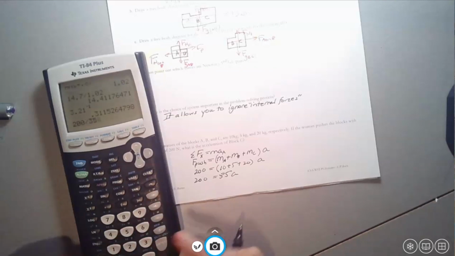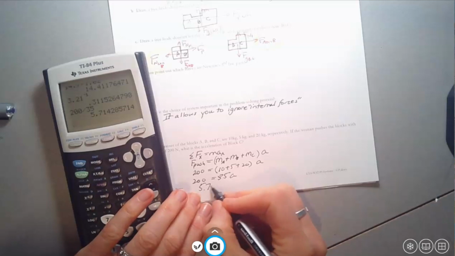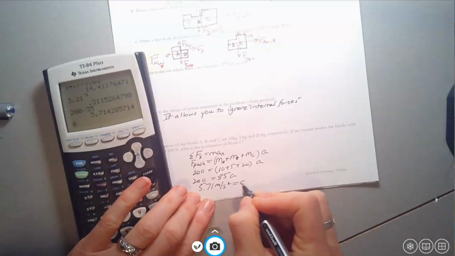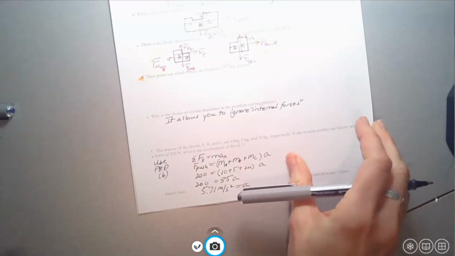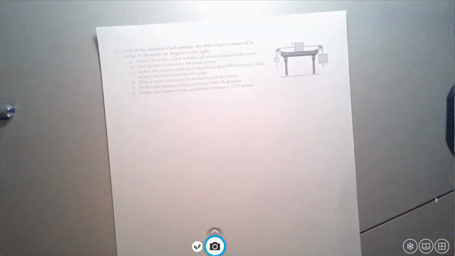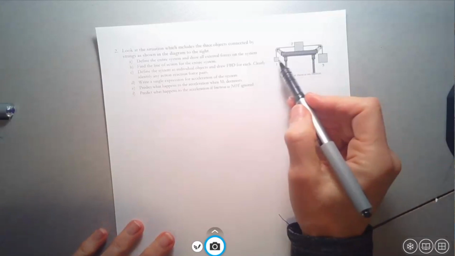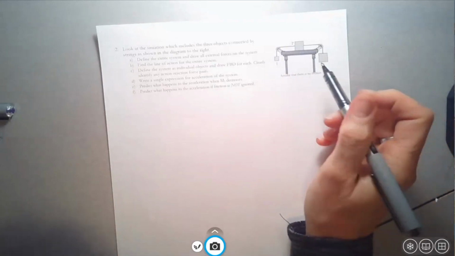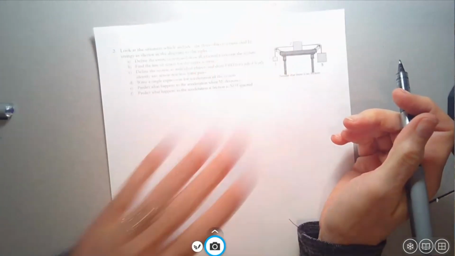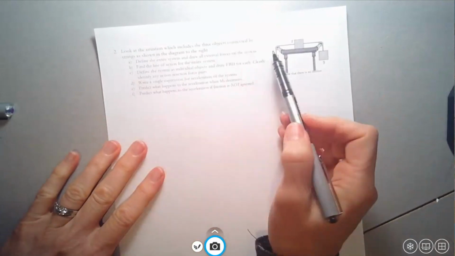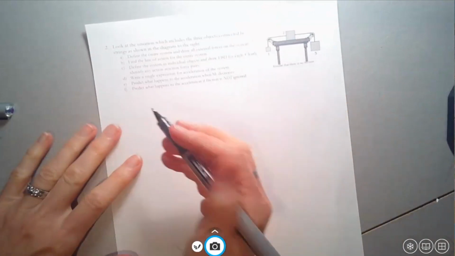200 divided by 35 is 5.71 meters per second squared. Okay? Okay, problem number 2. So we have 3 boxes here. One's on the table, 2 are hanging. It's sort of like the lab we had, as if we had just one side of that. Define the entire system and draw all external forces.